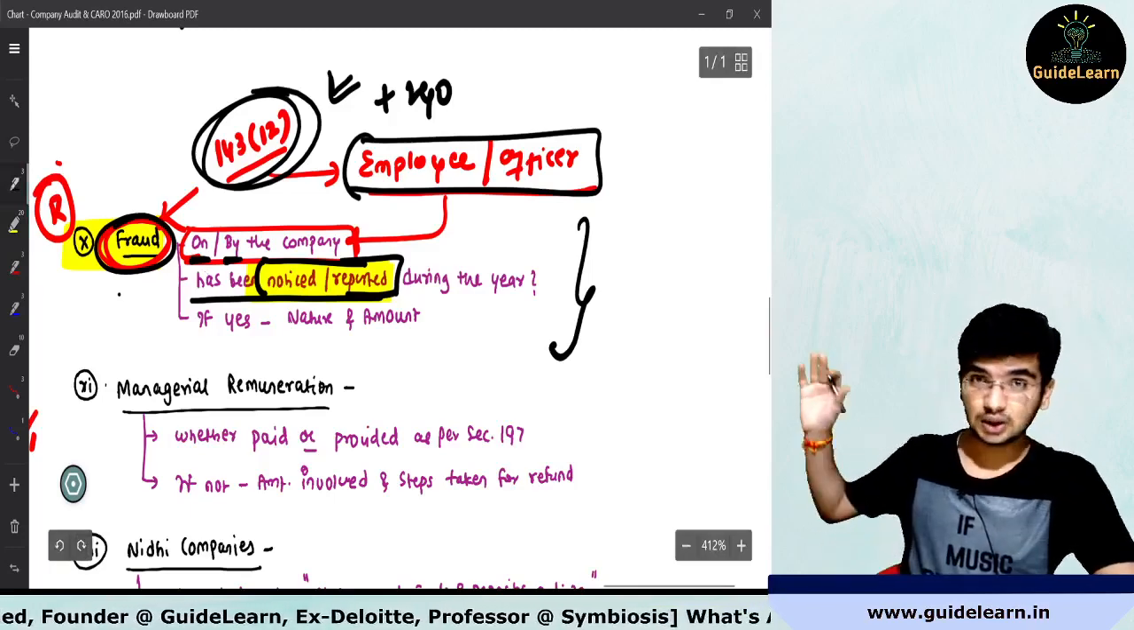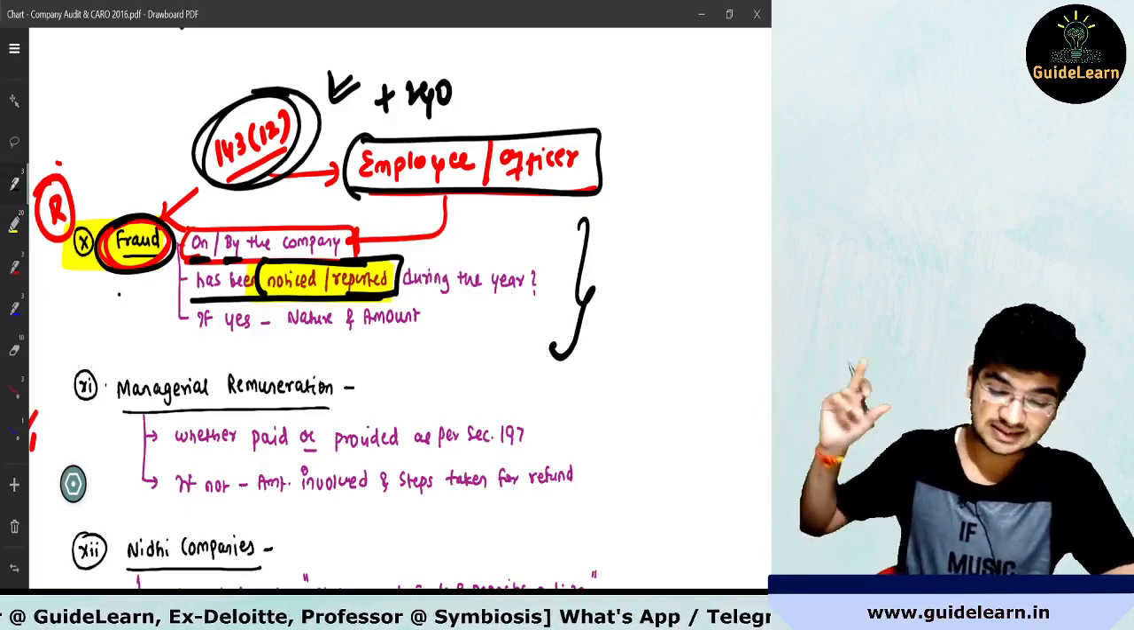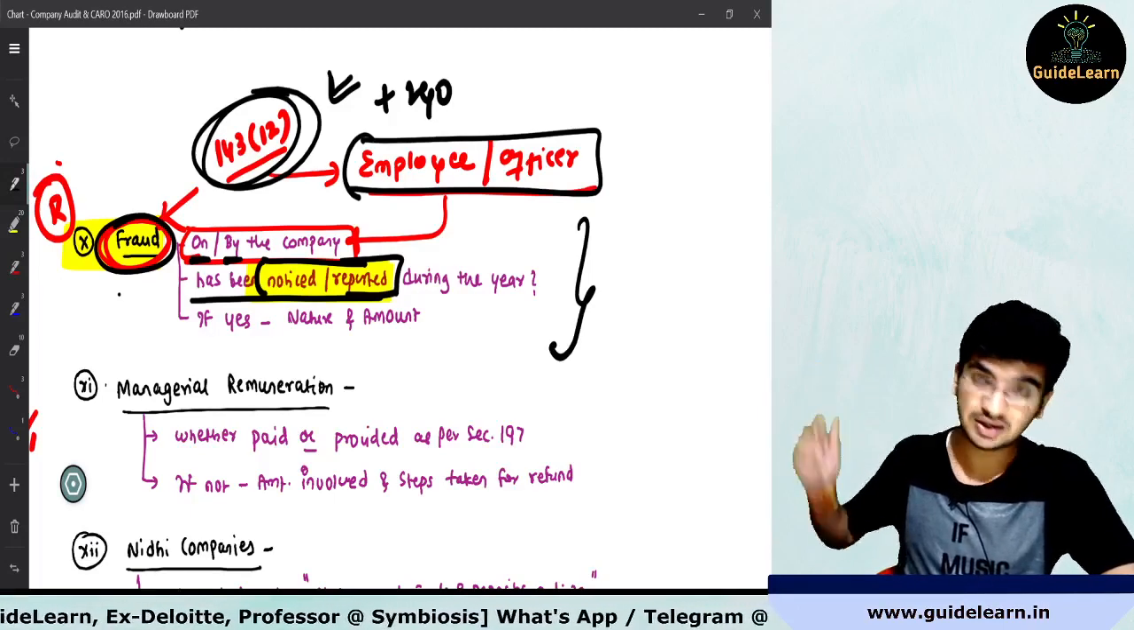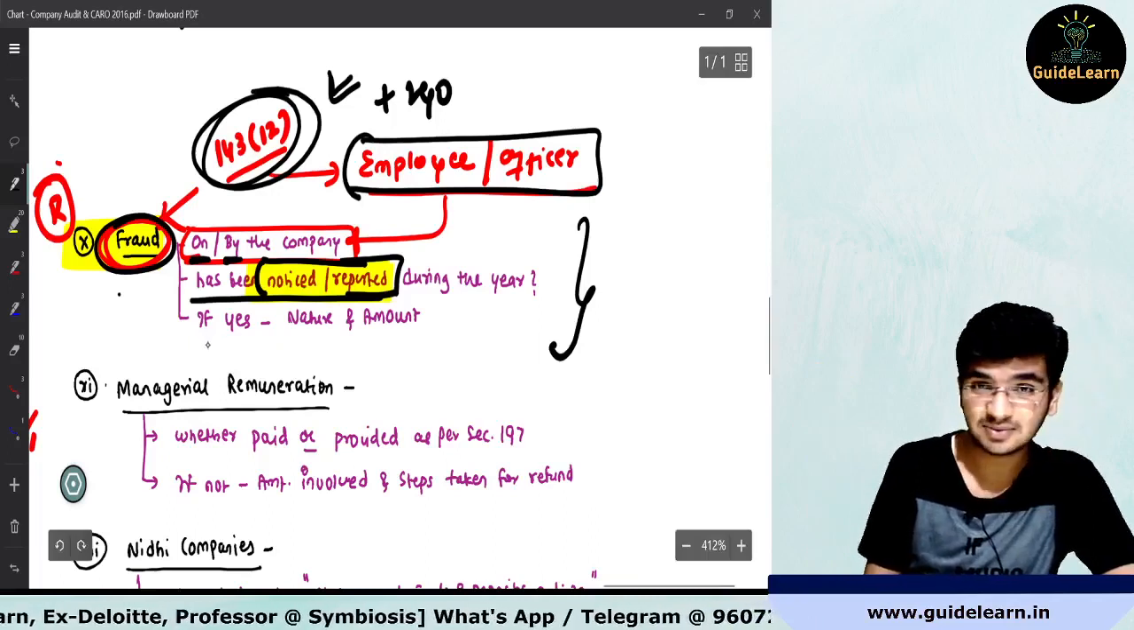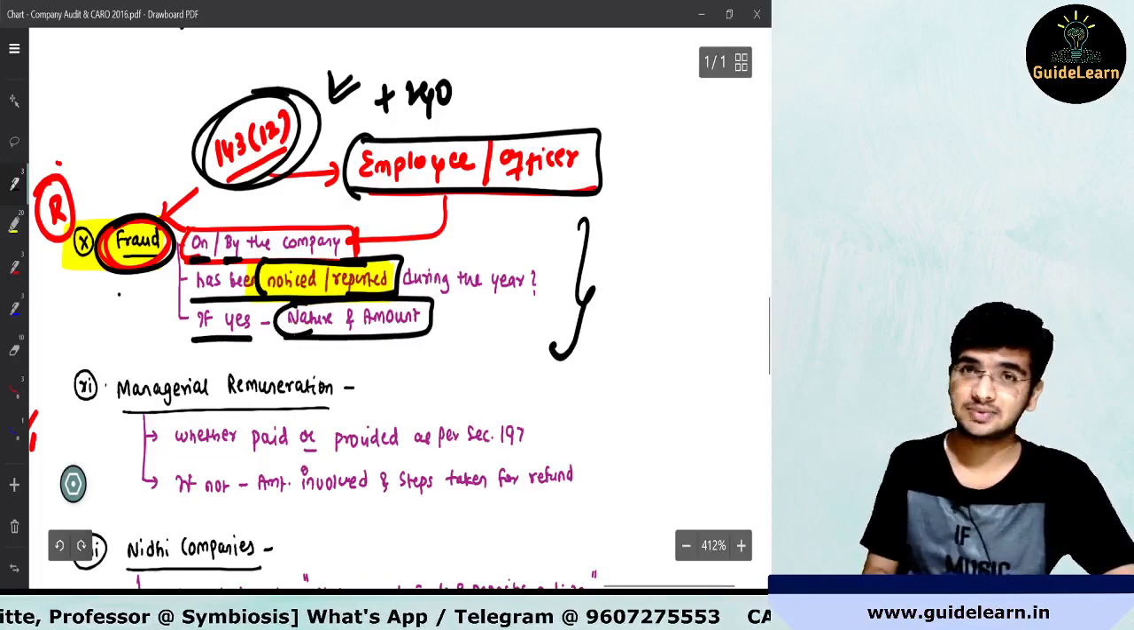So what is clause 10? On or by the company with the employee or the officer. Second thing, has been noticed or reported during the year. And then, if there has been any such fraud, what is the nature of that fraud and the amount of that fraud.